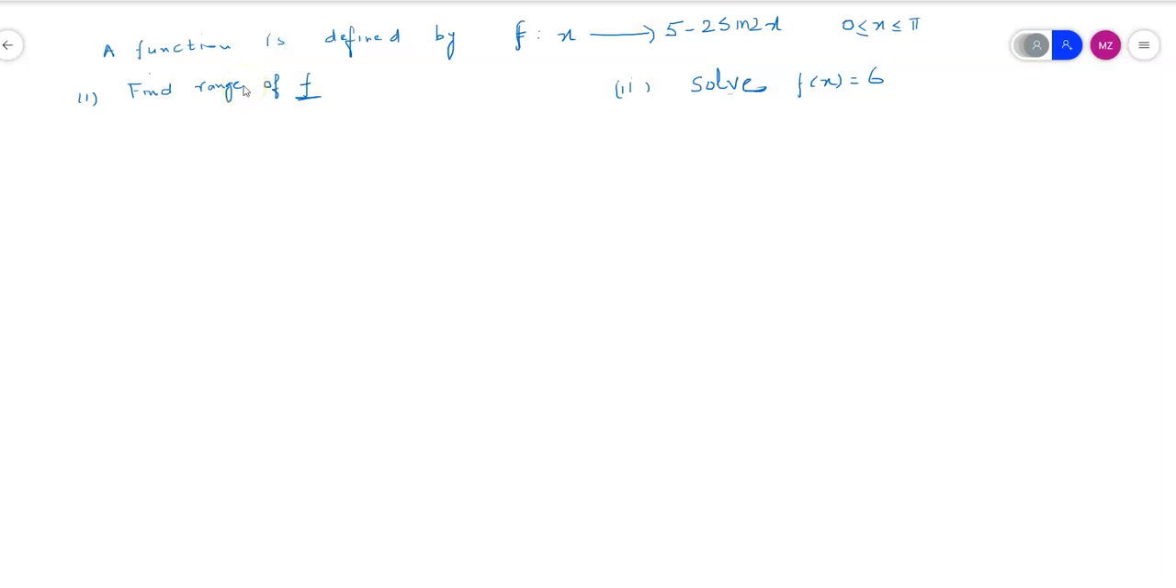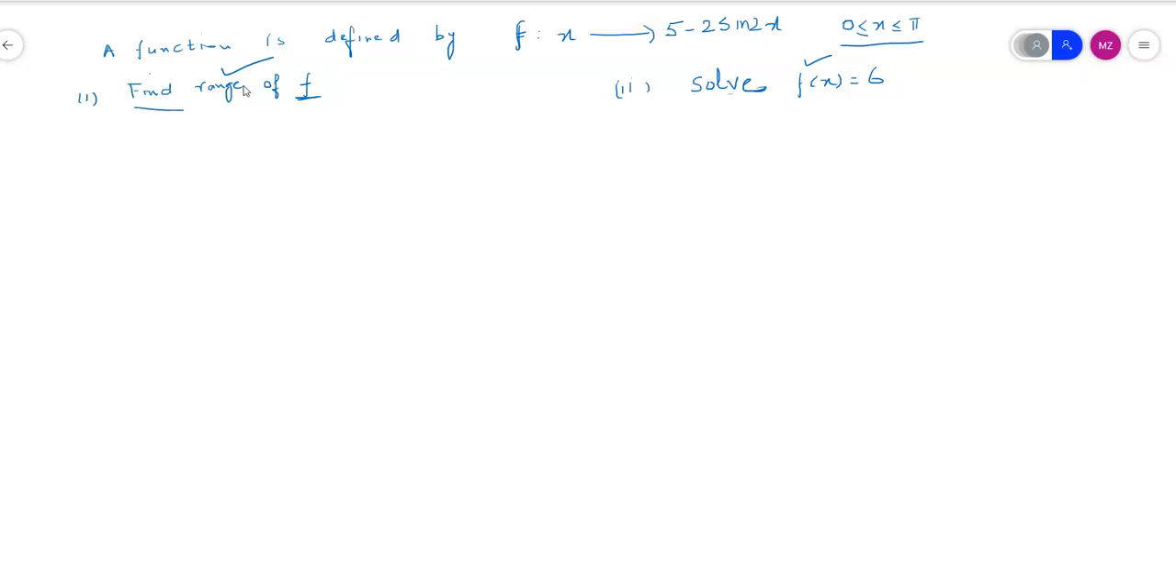Now in this question we are given the function, which is defined by this notation. For every x it is associated with 5 minus sine of 2x in this domain, where x is less than or equal to pi and greater than or equal to 0. The first part is to find the range of the function, and the second part is to solve f of x equal to 6.